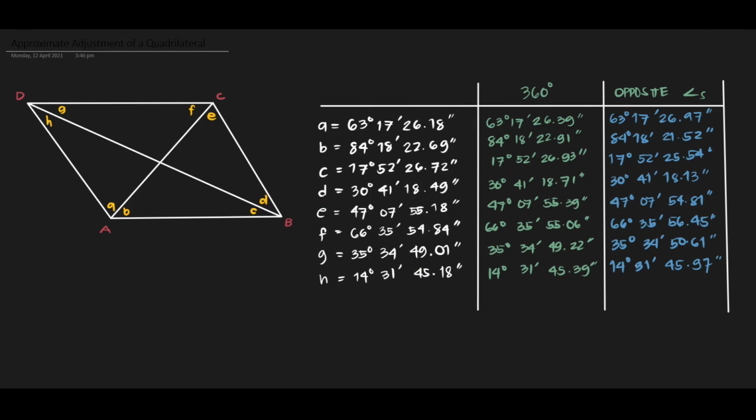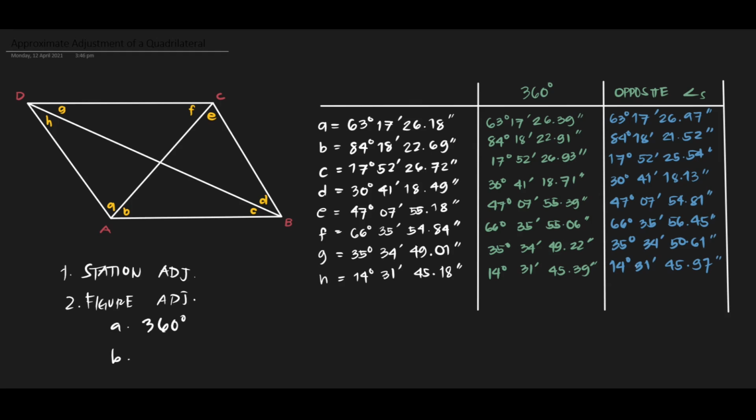Now, in adjusting a quadrilateral, first we need to do station adjustment. Just like in the previous video, in adjustment of a chain of triangles, you have to do station adjustment. Second one would be figure adjustment. For a quadrilateral, we have two figure adjustments. The first is that the summation of all internal angles must be 360 degrees, right?